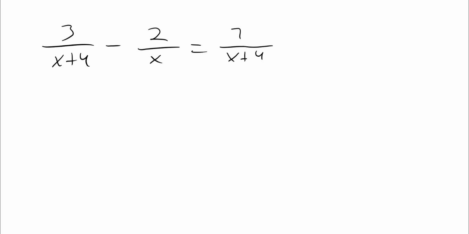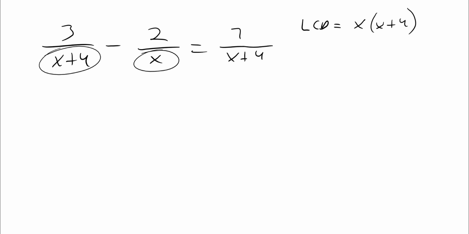Okay, so what's your LCD? You guys really have good practice with this, right? It's just x times x plus 4. You look at which one's covered. So I need an x and I need an x plus 4. That one already has an x plus 4, so you don't write it twice. So my LCD is x times x plus 4.